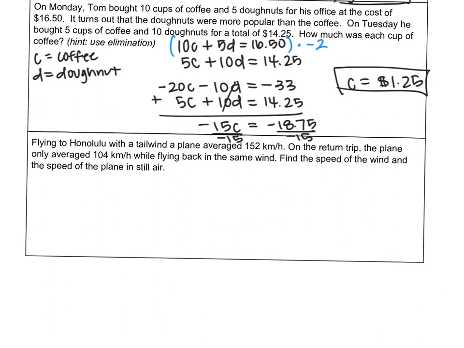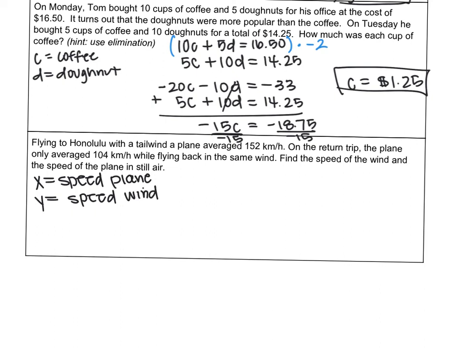Our last example says, flying to Honolulu with a tailwind, a plane averaged 152 kilometers per hour. On the return trip, the plane only averaged 104 kilometers per hour while flying back in the same wind. Find the speed of the wind and the speed of the plane in still air. So my 2 variables, x is going to be the speed of our plane, and y is going to be the speed of the wind.